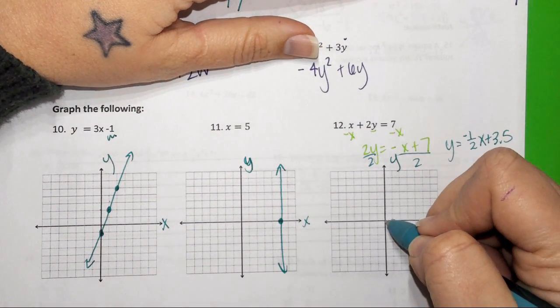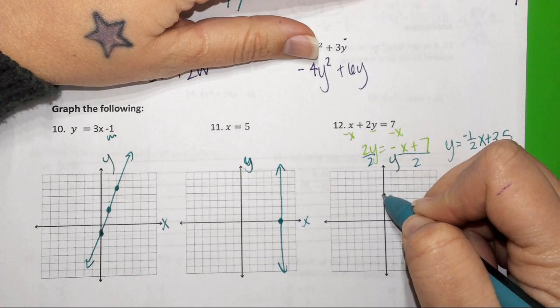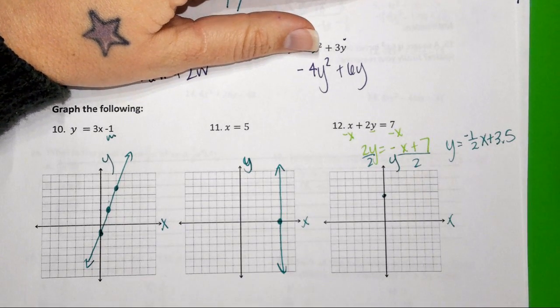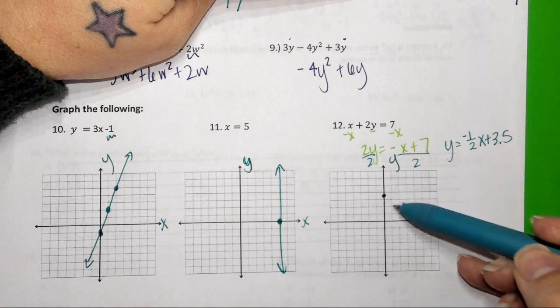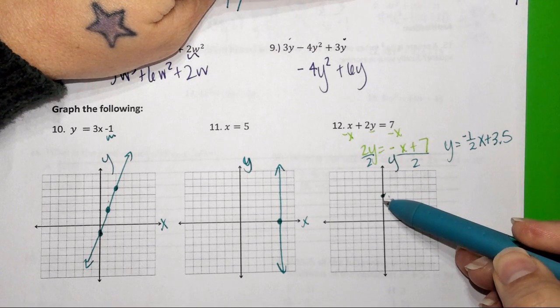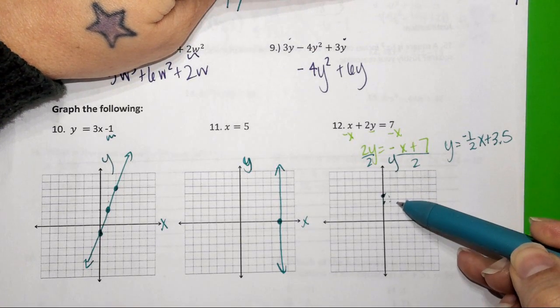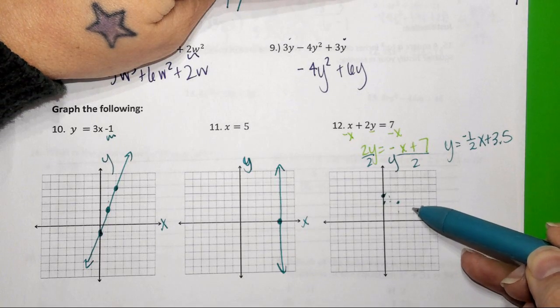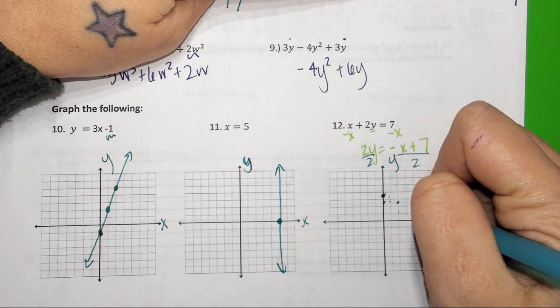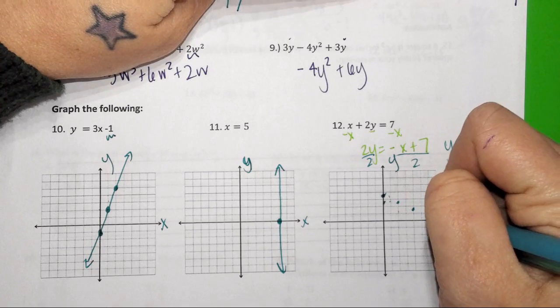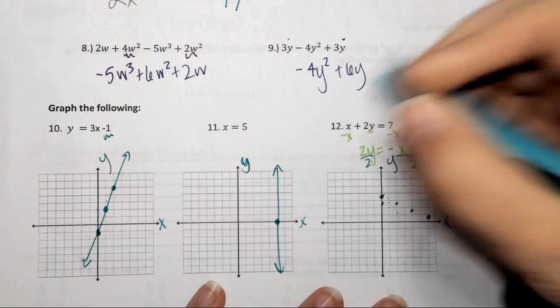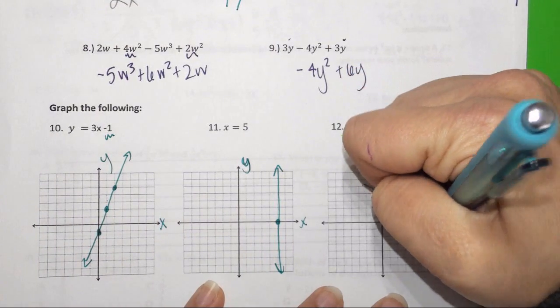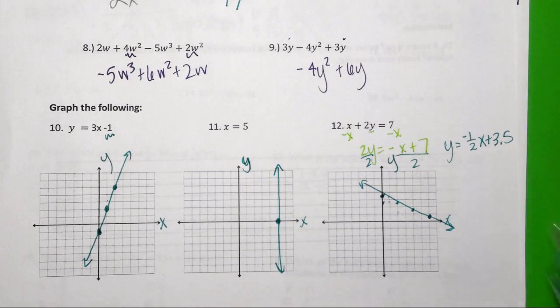Yeah. Alright, so I go up 1, 2, 3.5. And then your slope is negative 1/2. So since it's on halfway, you go down 1, which would be halfway, and then right 2. Down 1, right 2. Down 1, right 2. Ta-da!